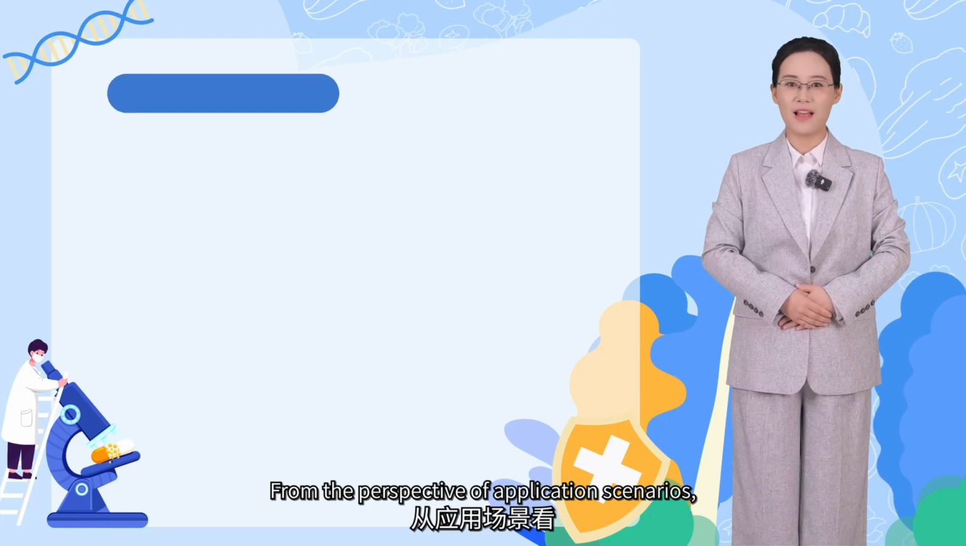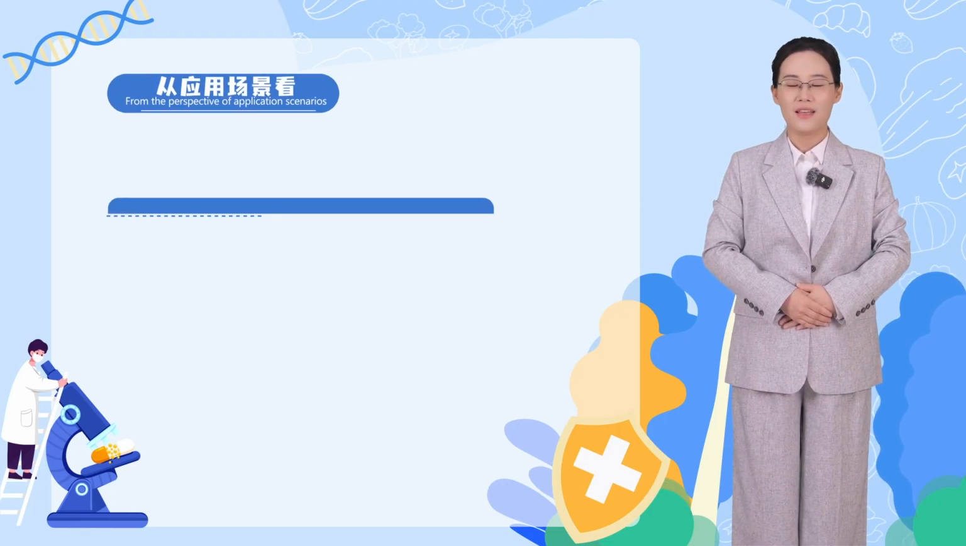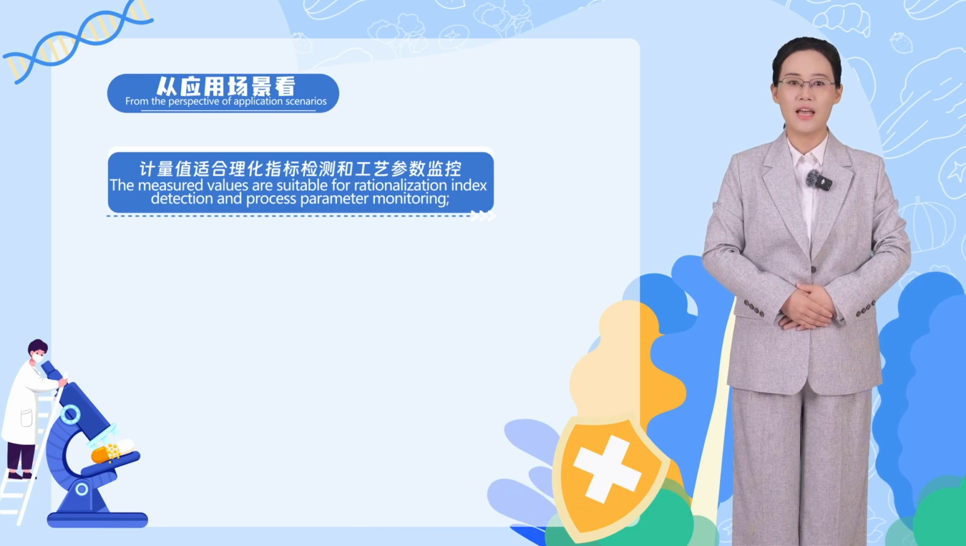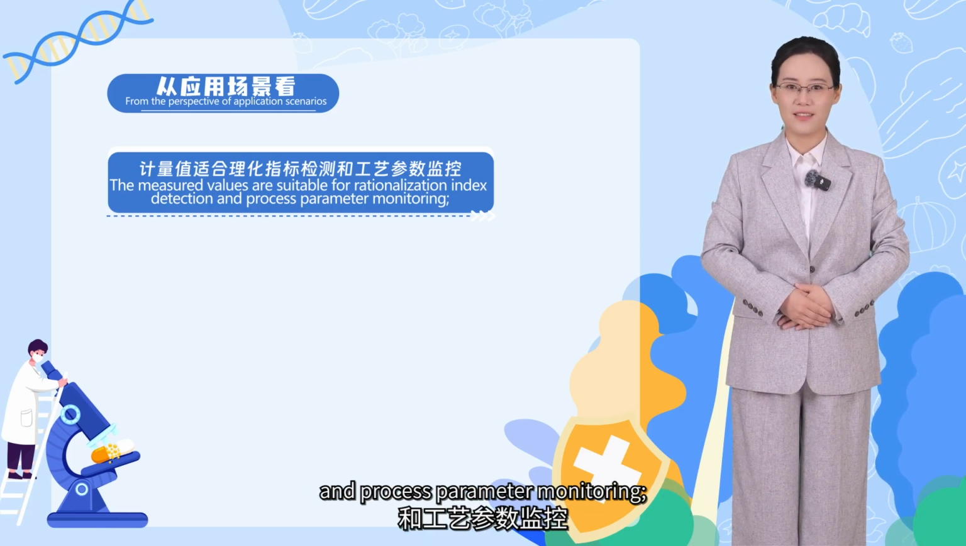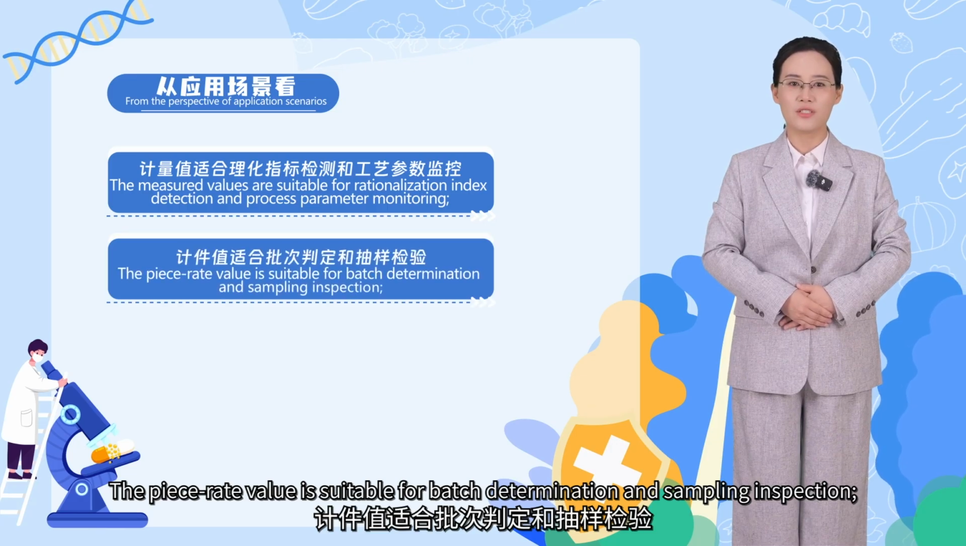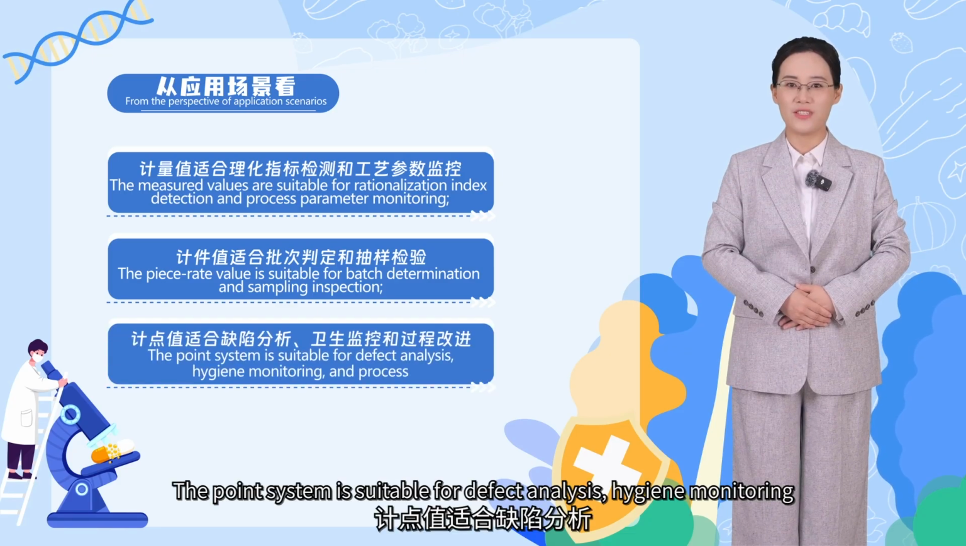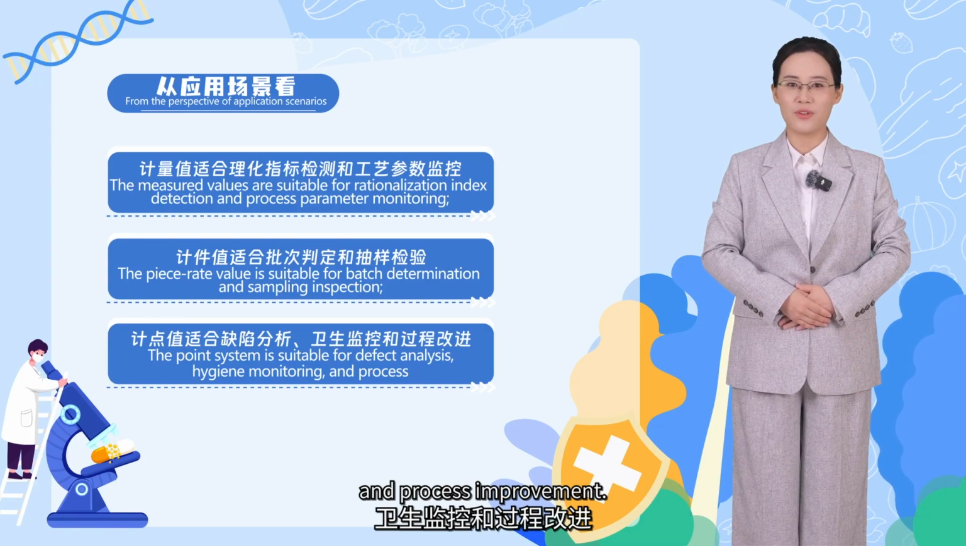From the perspective of application scenarios, the measured values are suitable for physicochemical index detection and process parameter monitoring. The piece rate value is suitable for batch determination and sampling inspection. The point system is suitable for defect analysis, hygiene monitoring, and process improvement.